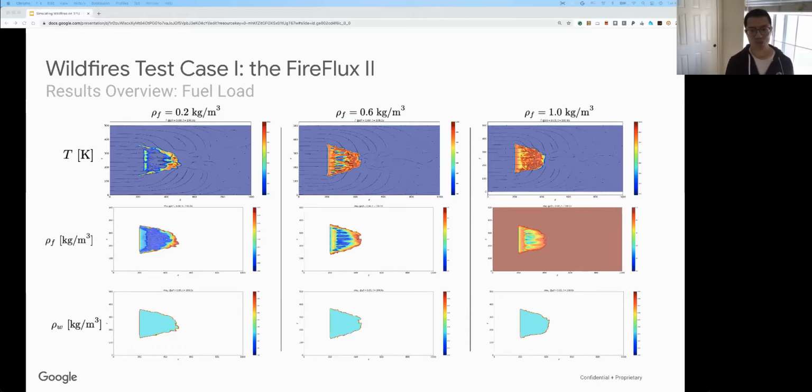So from these results, we can see clearly that the fire propagates slower if we increase the fuel load. This is because there's more residence time for the fire to burn if there's more fuel available behind the fire.